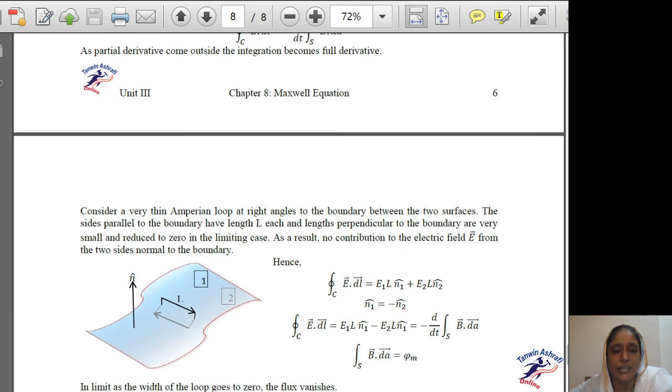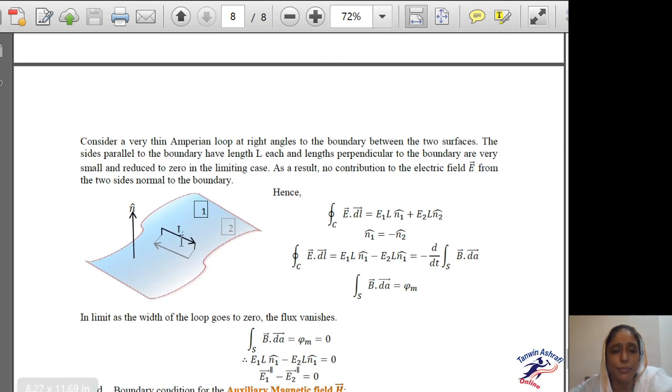Now consider a tiny Amperian loop at the boundary between the two surfaces. Now, the sides parallel to the boundaries have a length L, and the lengths perpendicular to the boundaries are very small and reduced to 0 in the limit. As a result, there is no contribution due to these two sides that are normal to the boundaries.